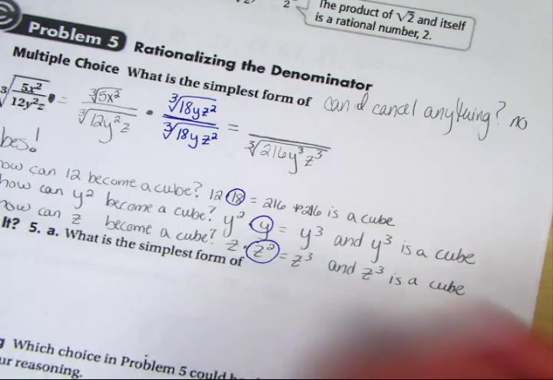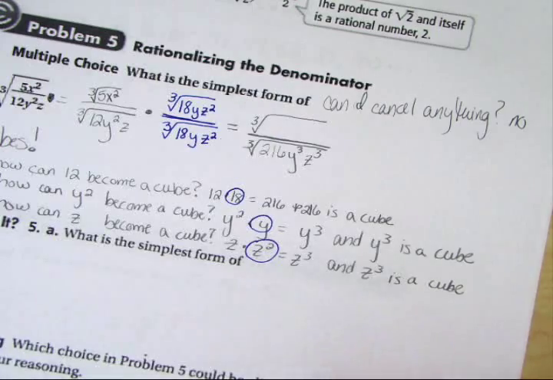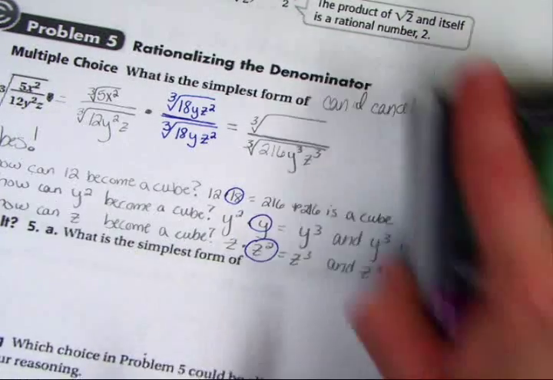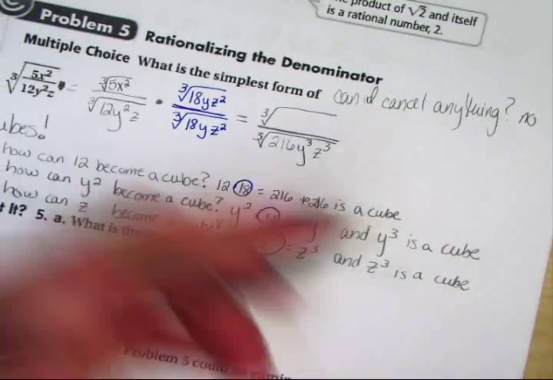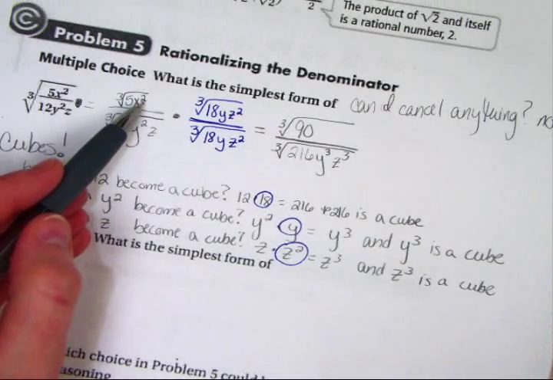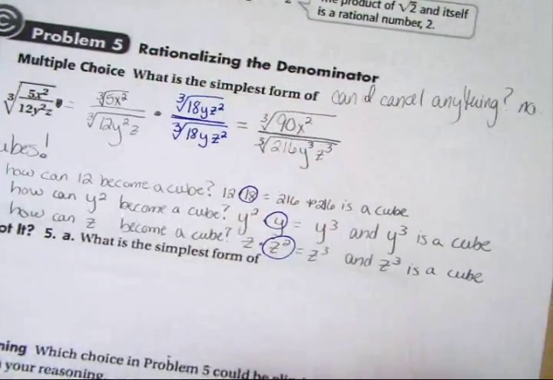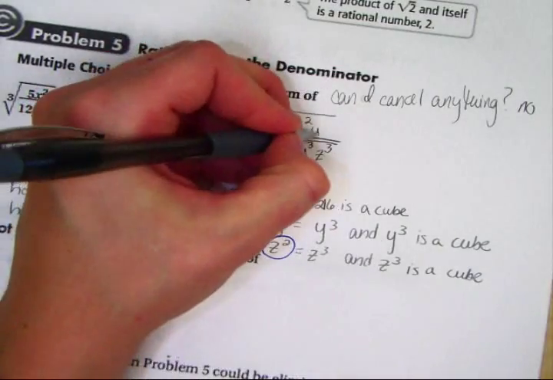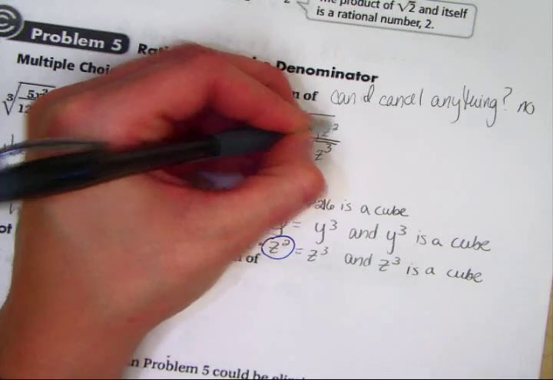And now let's do the top. Put your cube there. 5 times 18 is 90. X squared comes over. Y comes over. And z squared comes over.